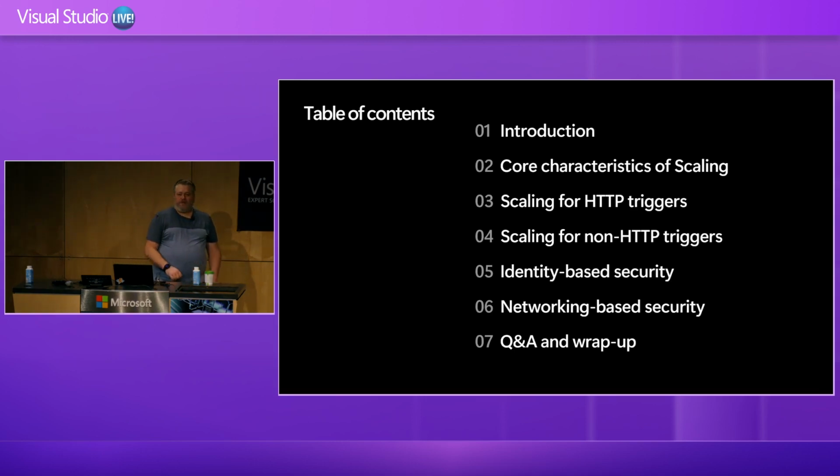So the main topics I have planned for us: we're going to do a brief intro, then go into some of the main characteristics of scaling. Then we're going to break it between scaling for HTTP triggers, and I'm sure you've heard throughout the whole conference about building MCP servers, so HTTP is part of that as well. And then scaling for non-HTTP triggered functions, and the differences there between the hosting plans and the trigger types and everything in those.